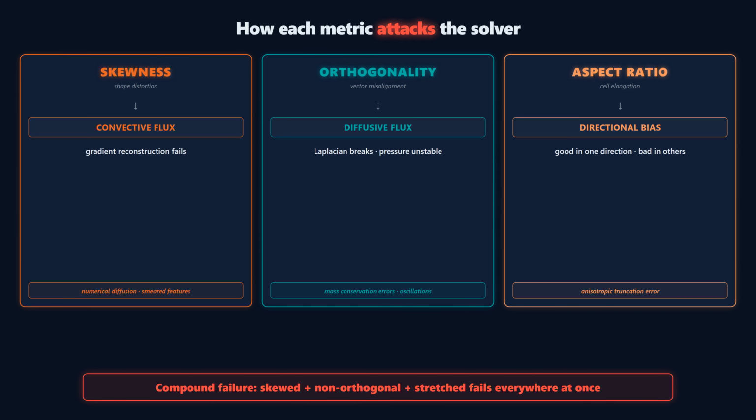Aspect ratio creates directional bias. Excellent resolution in one direction, poor in another. Each metric attacks a different part of the discretization, and they compound. A cell that is simultaneously skewed, non-orthogonal, and stretched will fail in every possible way at once.